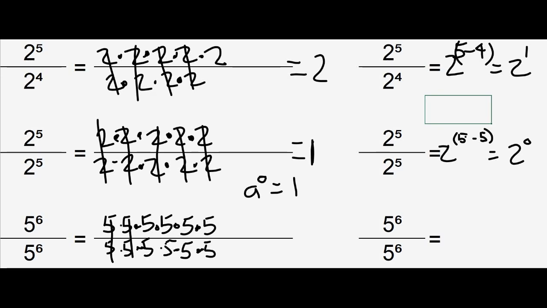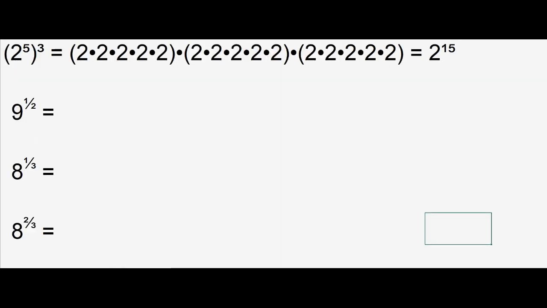5 divided by 5 is 1, 1, 1, 1, 1. This equals 1. And if I subtract the 6's, I get 5 to the 0 power. So it does not matter what the base is. You always get the 0. Anything to the 0 power is 1.